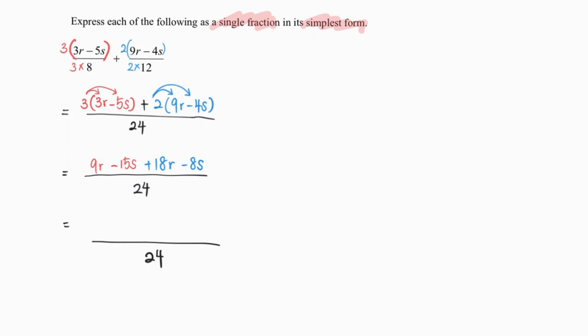And that will give me 9r. Sorry, 9r plus 18r, that will give me 27r. Negative 15 minus 8, that will give me negative 23s. And with that, we are done.